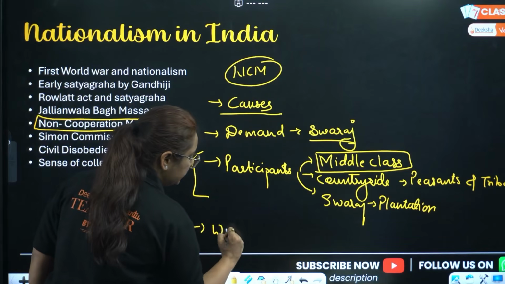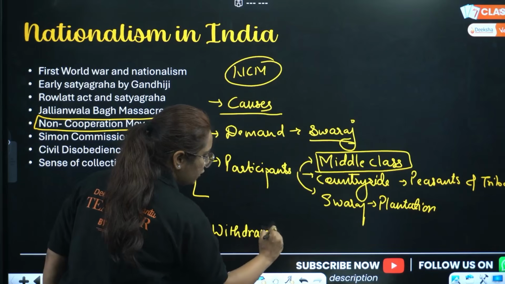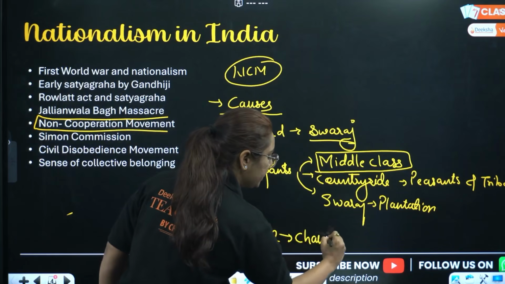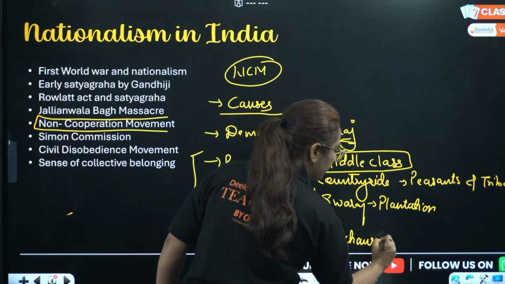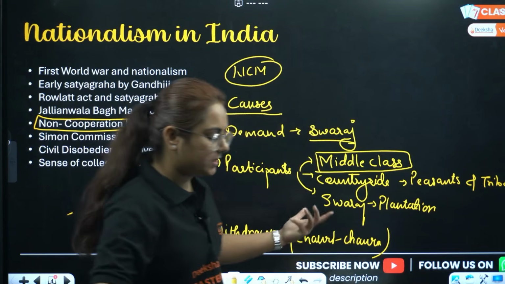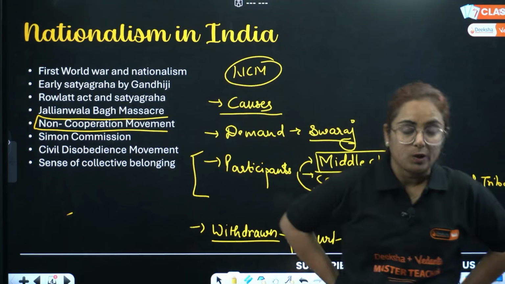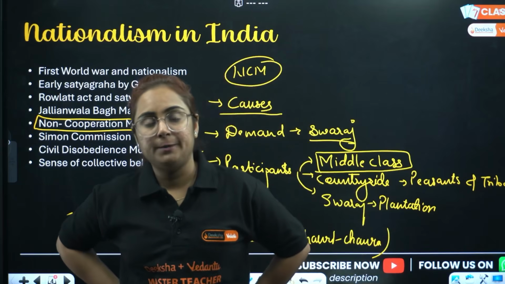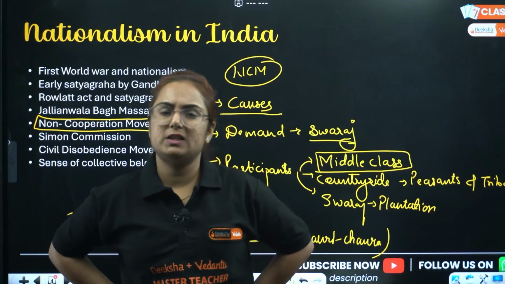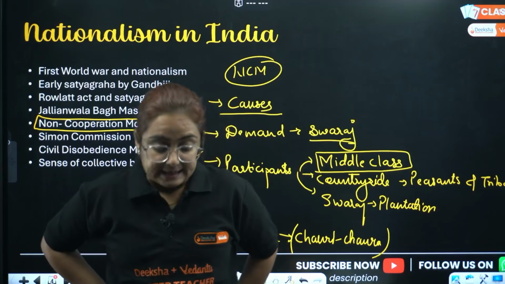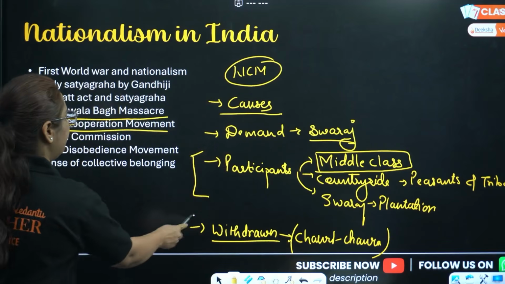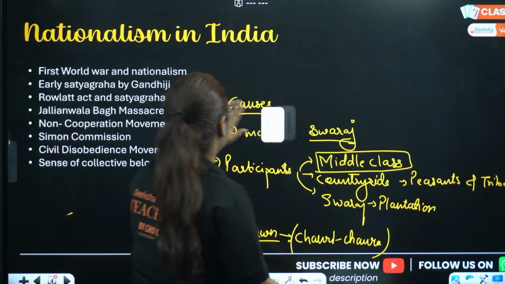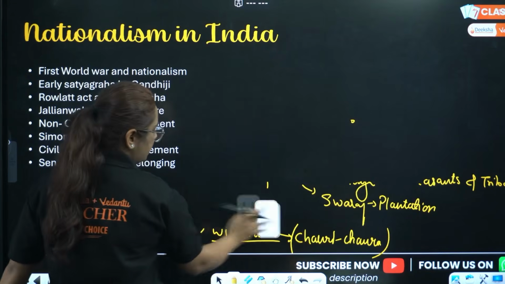But what happened? This non-cooperation movement was withdrawn. Why? An incident happened at the place known as Chauri Chaura in Gorakhpur, UP. Violence was seen. Peaceful protesters were protesting. British policemen came and lathi charged them. The people got agitated, infuriated. They burned the police station. 22 men were killed. Seeing that, Gandhiji withdrew the movement, stating that people are still not ready for the movement. And here we complete the NCM, that is the non-cooperation movement.